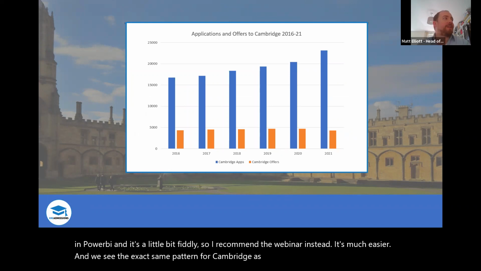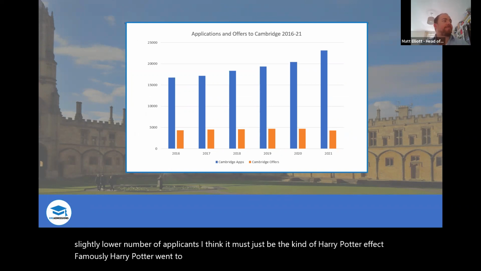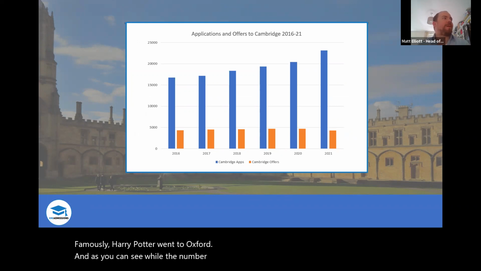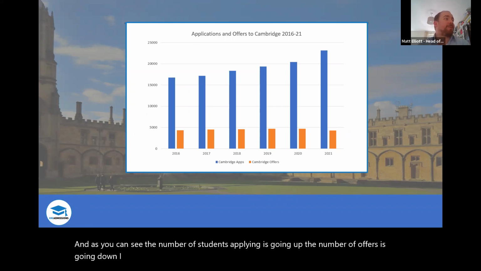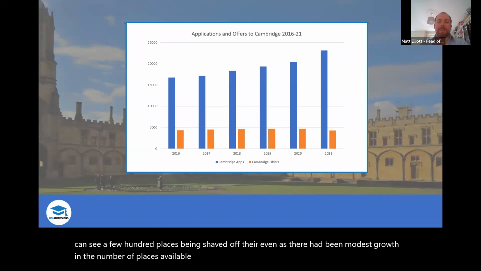Cambridge, for some reason, has a slightly lower number of applicants. I think it must just be the kind of Harry Potter effect. Famously, Harry Potter went to Oxford. And as you can see, while the number of students applying is going up, the number of offers is going down. I think even more noticeably here with Cambridge between 2020 and 2021, you can see a few hundred places being shaved off there, even as there had been modest growth in the number of places available up until that point.